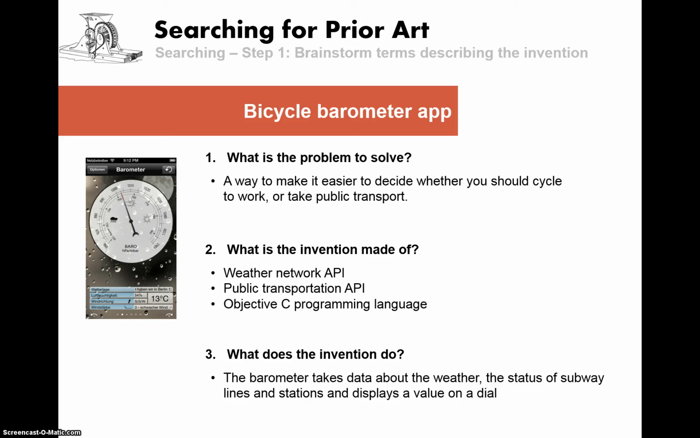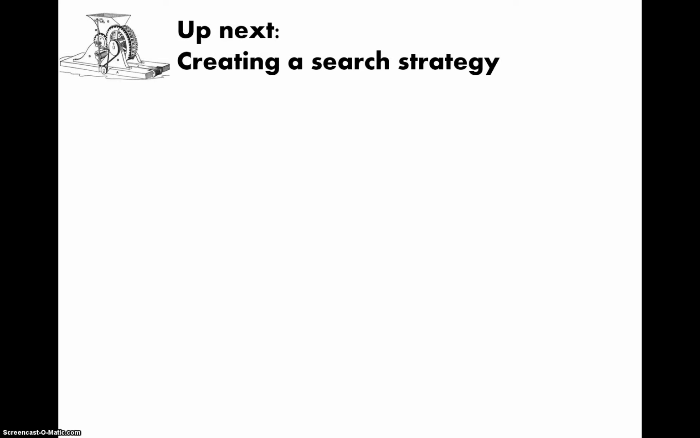You can describe what the invention is made of by listing the different components of the app. In this case, the app will be made using Objective-C programming language and 2 APIs. Using the keywords that describe the structure of the app, which is the programming language and the 2 APIs, as well as the function of the app, which in this case is a barometer, you will be able to start your search for prior art.